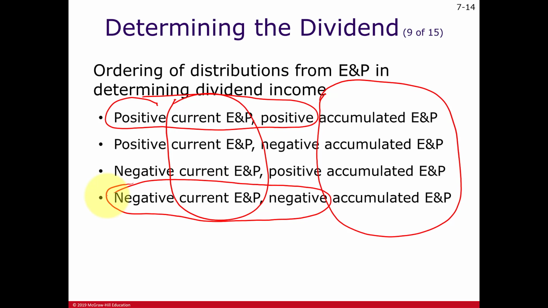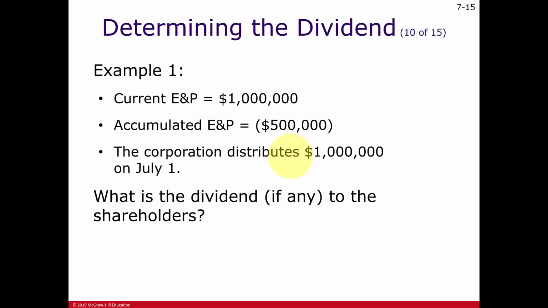The harder one is when either one is positive and the other is negative, or the other is negative and the other is positive. So our textbook goes through examples of all of these different situations. Okay, so let's just go through a couple of the simpler ones here in this slideshow.